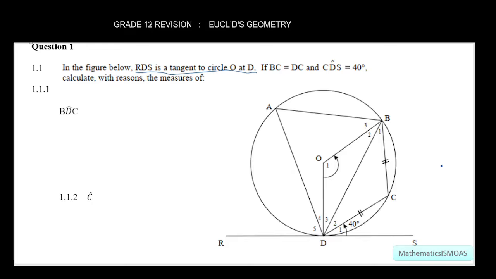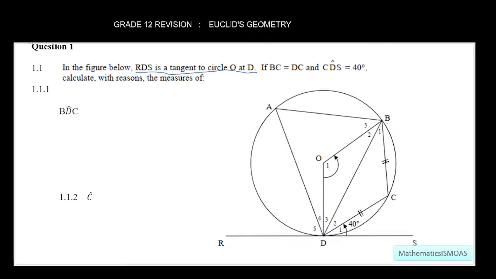But also, when we are analyzing our diagram, we have angle O1 at the center of the circle. Angle O1 is subtended by arc BD, and we see that arc BD also subtends angle A at the circumference of the circle. Therefore, angle O1 will be equal to twice angle A. Angle at the center is twice angle at the circumference. That's the other theorem statement.